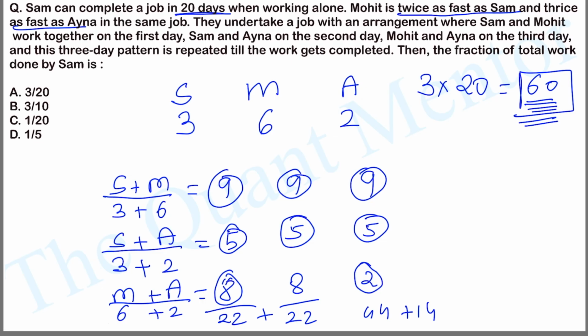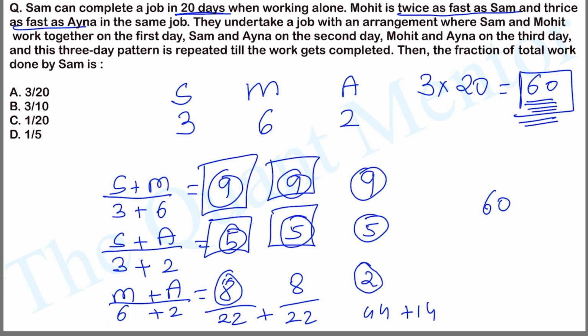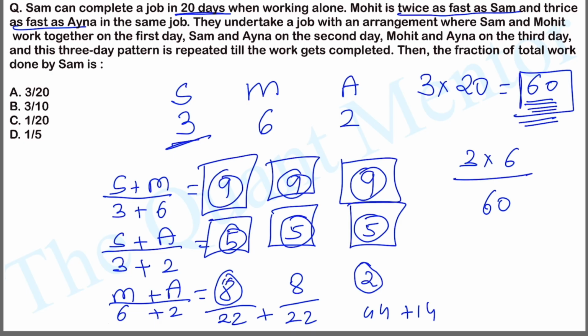Now out of this, the total work being 60, Sam is working on day 1, day 2, day 4, day 5, day 7 and day 8. And Sam completes 3 units of work daily. So since Sam works for 6 days, the work he is doing is 3 into 6. So 18 units of work have been done by Sam out of total 60 units of work. The fraction of work is 3 out of 10. And this is our B option.